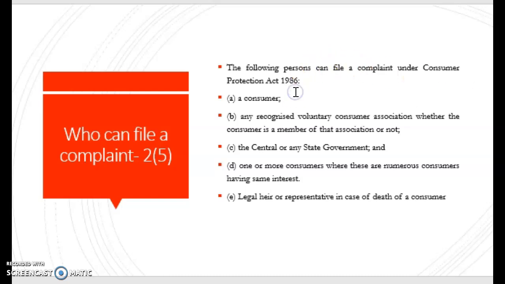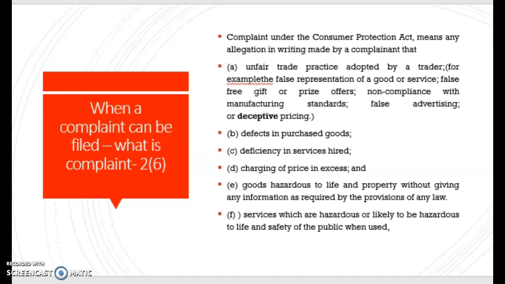So when we talk about a complaint, we need to take into consideration what a complaint is, or when a complaint can be filed. An aggrieved consumer can seek redressal under the Act by filing a complaint. According to the Consumer Protection Act, a complaint means any allegation in writing made by the complainant, and it is given under Section 26 of the new Act and Section 21C of the old Act.